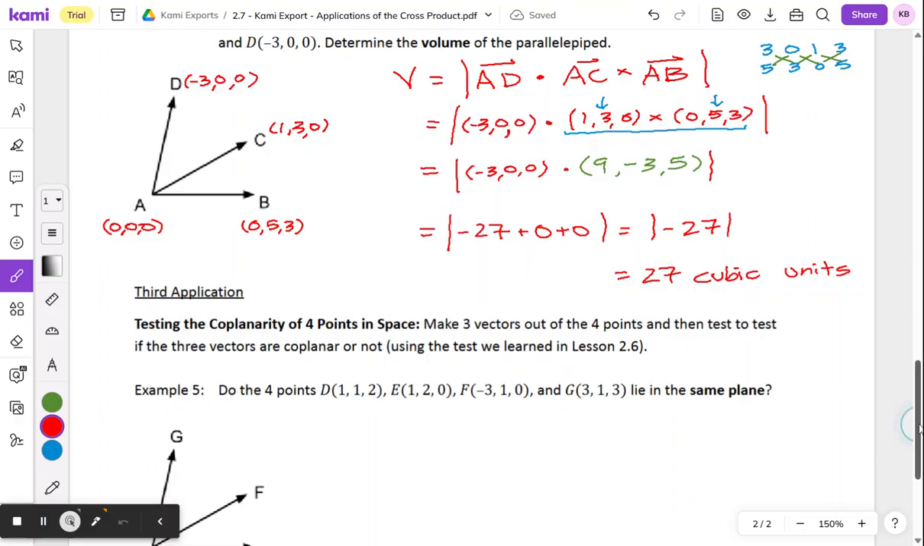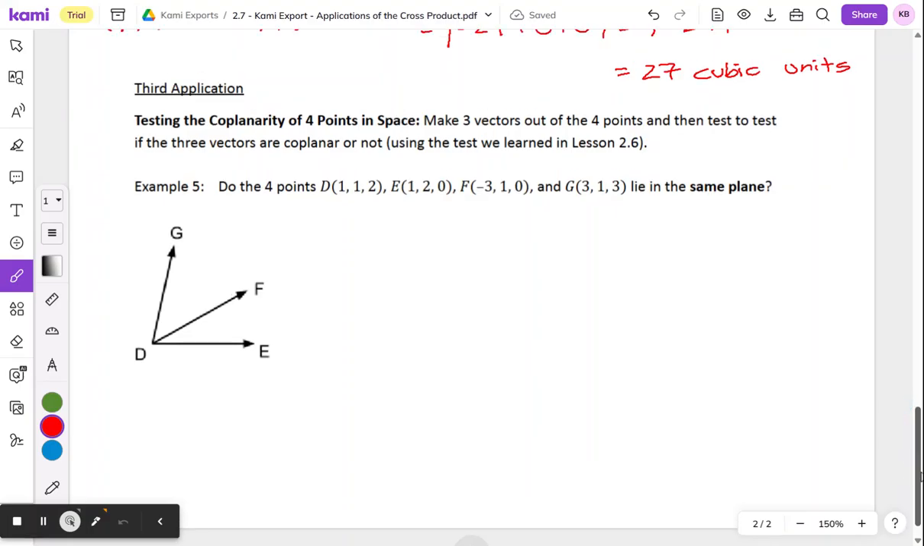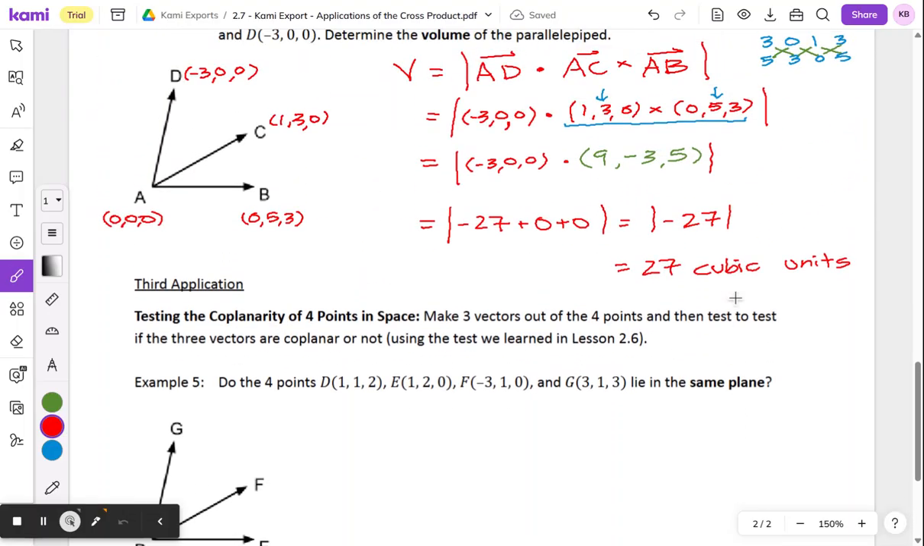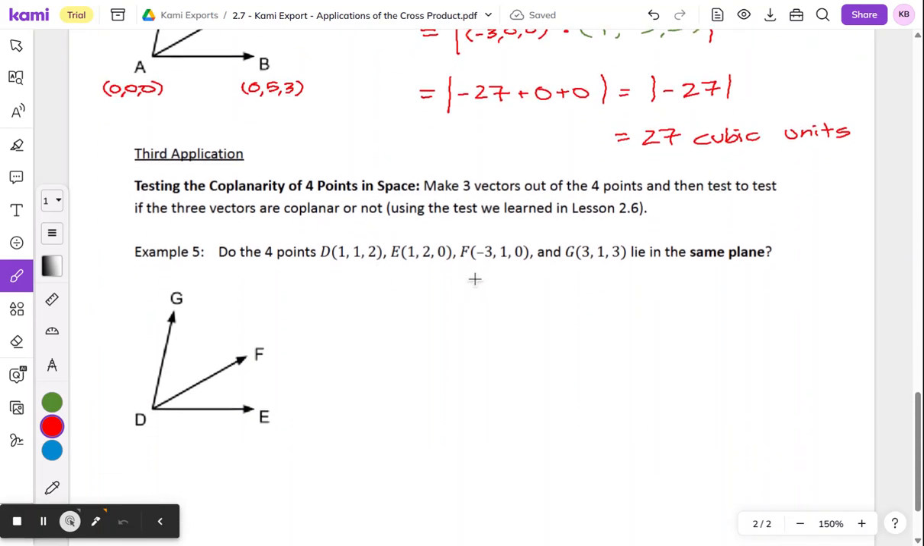Phew, almost there. All right. So one final application, and this is really exactly like example number 4, except here we are going to be working from points that are not centered on the origin. Okay, so you can see here I have my point D, all right, then I have E, F, and G.